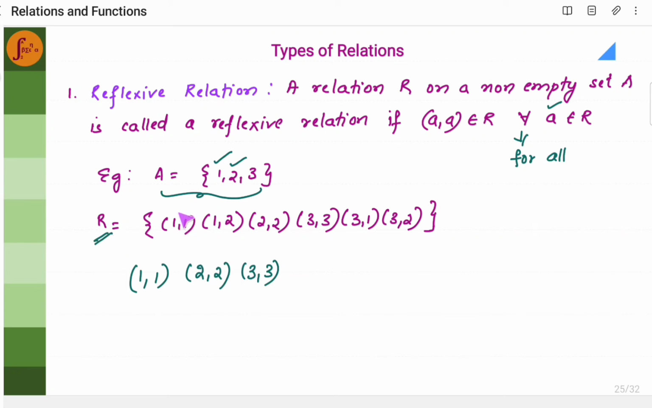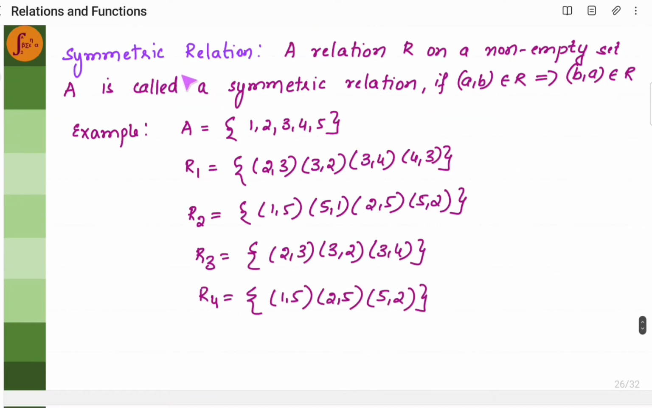So here you have 1, 1, you have 2, 2, you have 3, 3. You can have other ordered pairs also. But to prove that this relation is reflexive, you should have same element in the ordered pair. That is, first element and second element should be same.